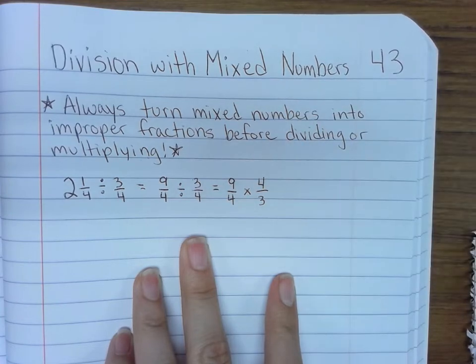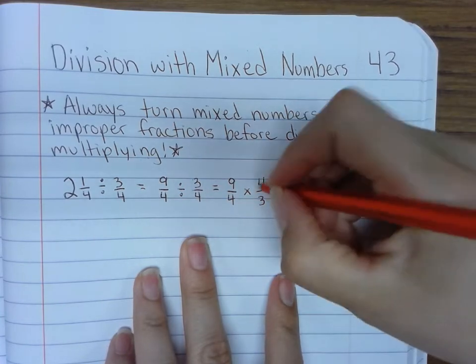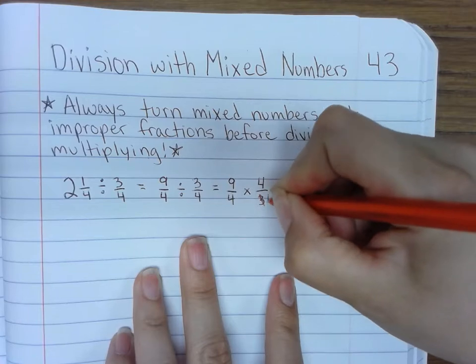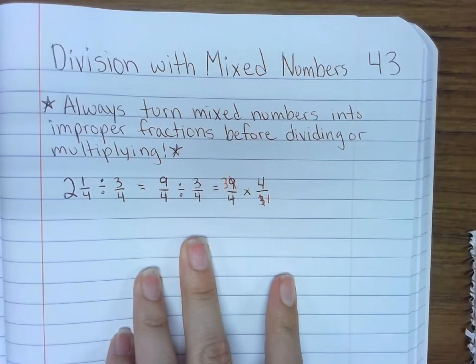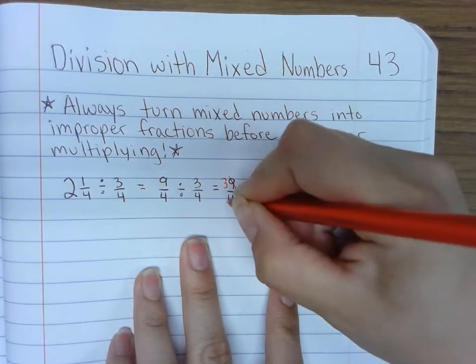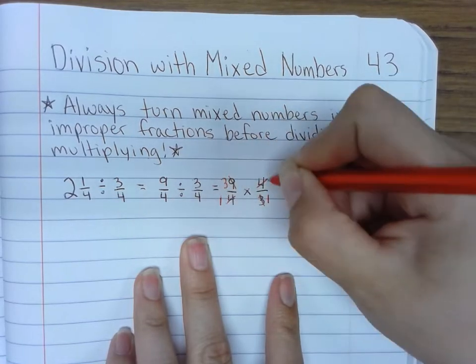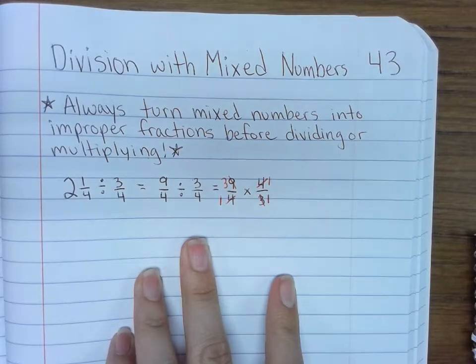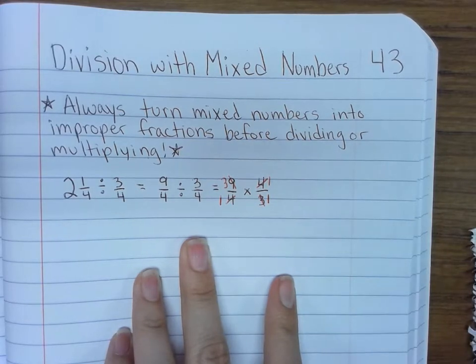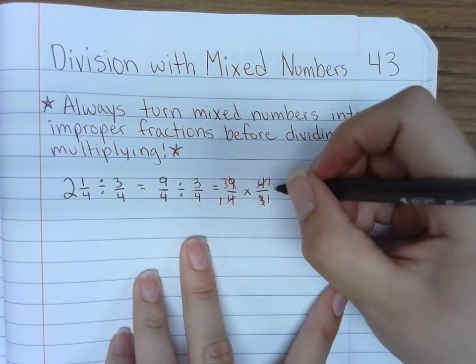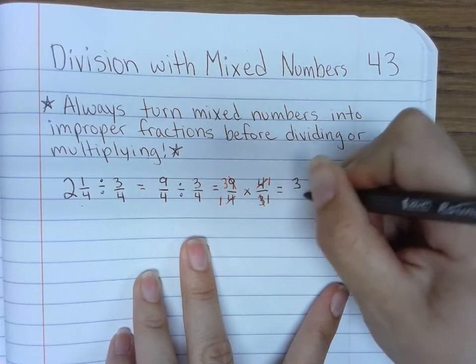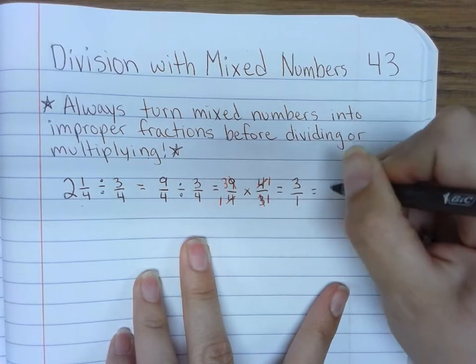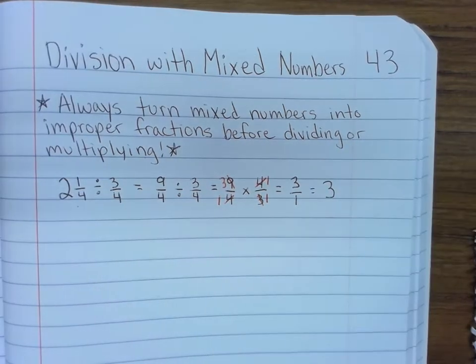Okay, cross cancel if you can. 9 and 3 share a common factor of 3. So I'm going to divide by 3 and get 1 here, divide by 3 and get 3 here. 4 and 4 share a common factor of 4. So I'll just divide and give me 1 on both of those. Okay, now as ugly as that originally looked, multiply across the top. 3 times 1 is 3 over 1. My final answer is 3.